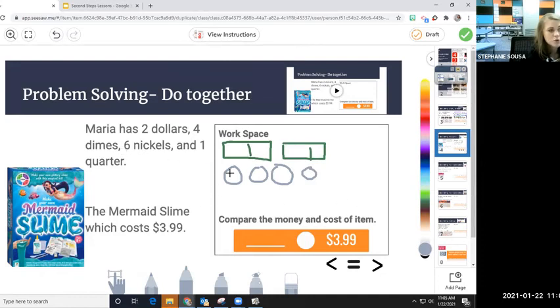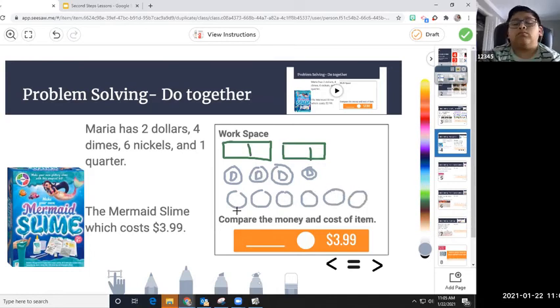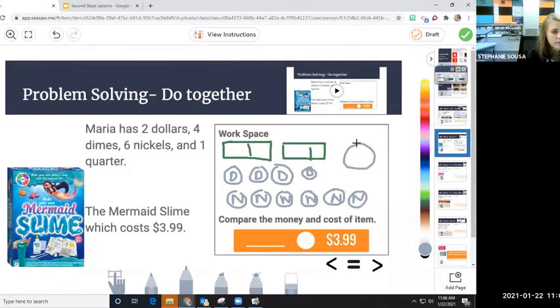Okay. So we have 4 dimes, 1, 2, 3, and 4. And then our 6 nickels. I'm going to draw my 6 circles again. And I'm going to put an N in each circle to show that they are nickels. Nickel, nickel, nickel, nickel, nickel, and nickel. And then we also have 1 quarter.